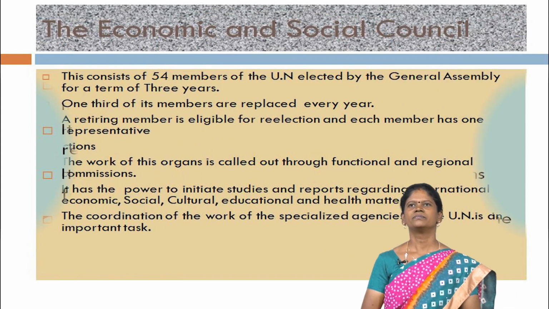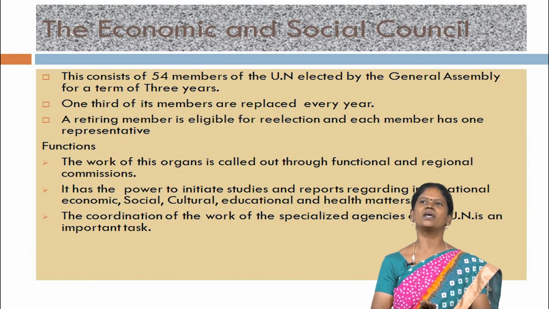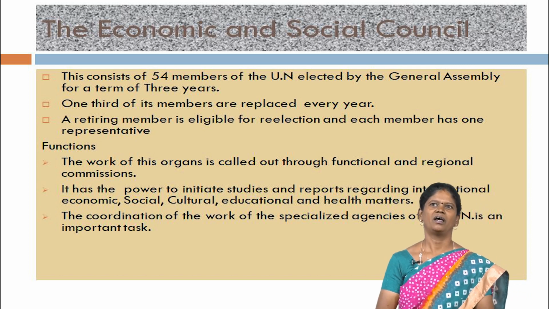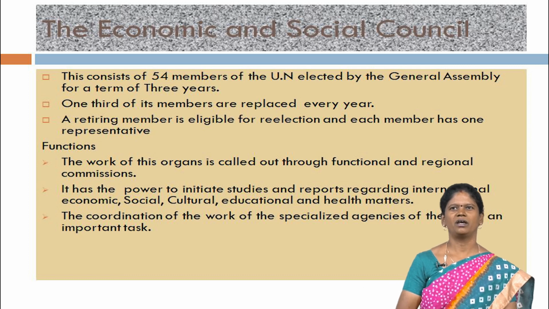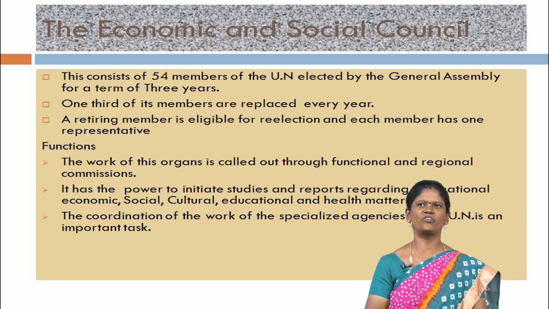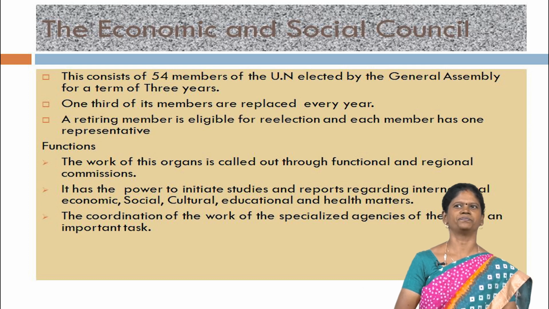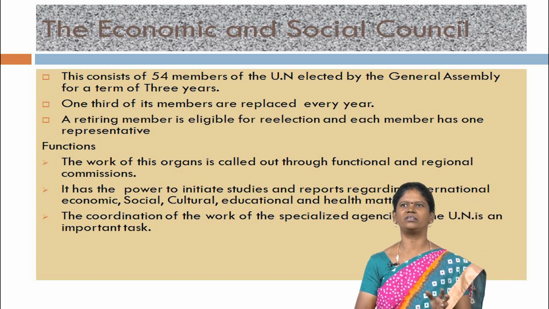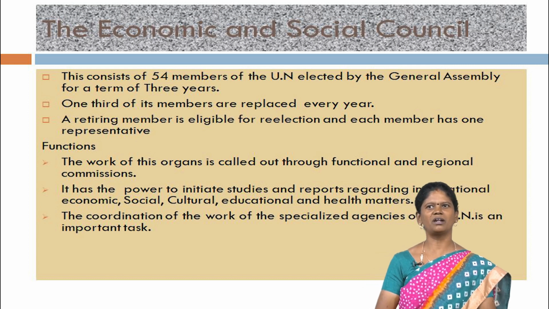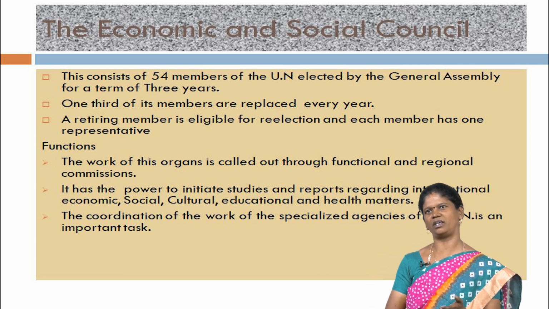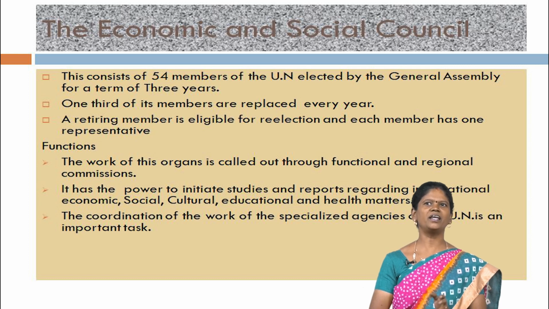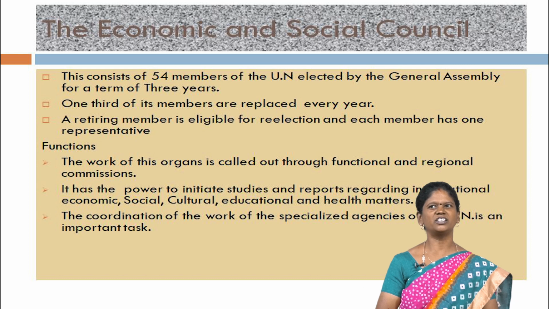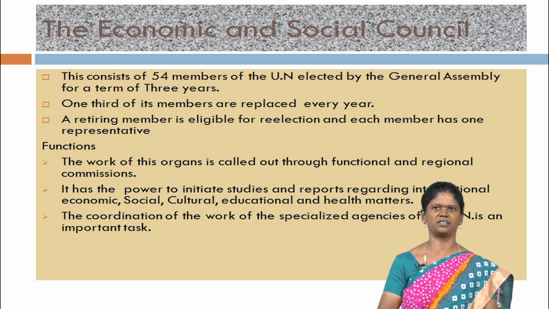Another organization, the Economic and Social Council, called ECOSOC. This council consists of 54 members of the UNO elected by the General Assembly for a term of 3 years. One-third of its members are replaced every year. A retiring member is eligible for re-election and each member has 1 representative.